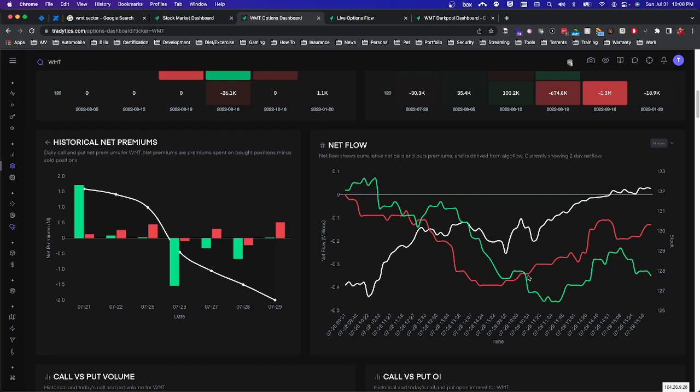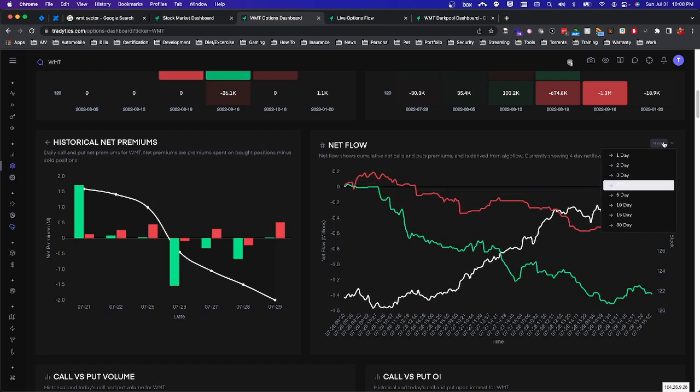And then all of a sudden, call selling somewhat continued, sort of went up, but has been dropping. And then put selling has continued to rise. So that's a 3-day overview, and you can go as far out as you want to look.